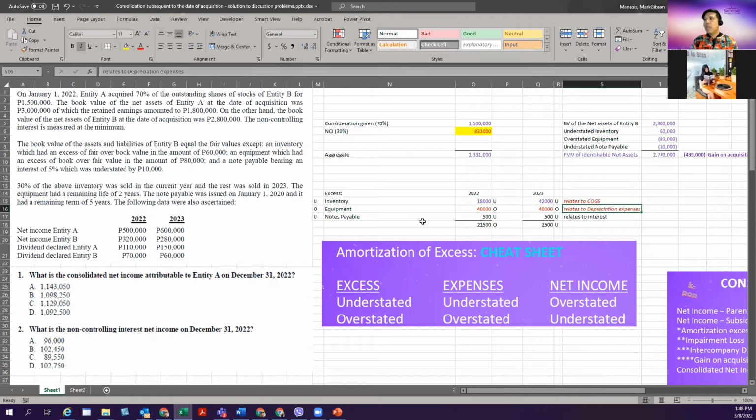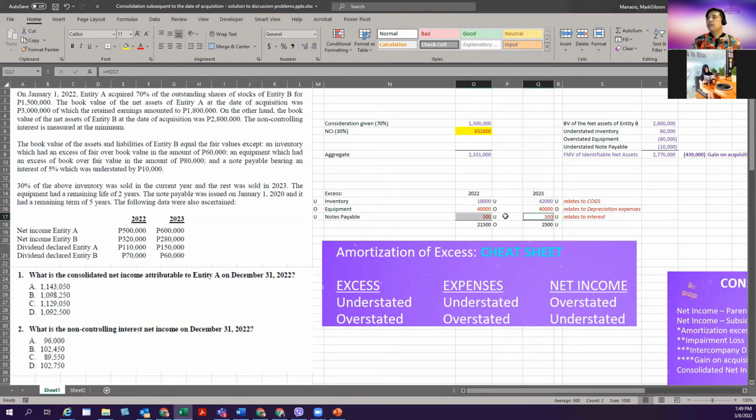Now, kay notes payable. Notes payable, it's a liability. Sabi natin dyan, understated ng liability. Pag understated ng liability, understated din ng expenses. Anong expense naman yan? Relates to interest expense. Magkano yung interest expense? Sabi dyan, 10,000 yung understatement multiplied by 5%. So that's 500 pesos.